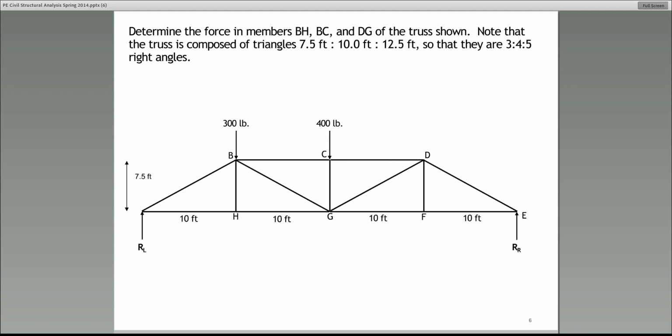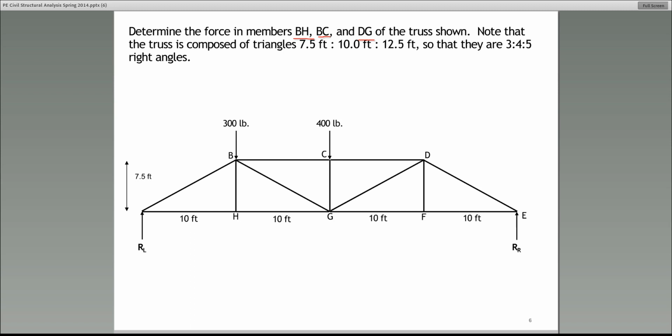Guys, what I need for you to do is help me now to analyze this truss. Next I want to show you how you can find the internal force in each truss member. And these kinds of problems show up on the test quite often. So in this case, we are looking at the truss that's in front of you, and we want to know the force in members BH, BC, and DG.